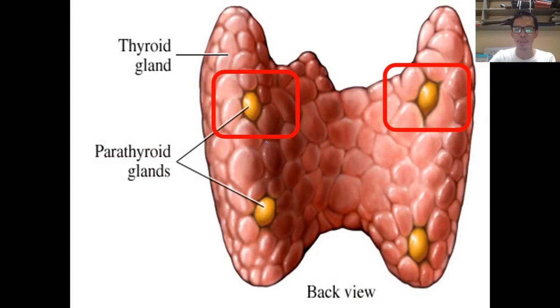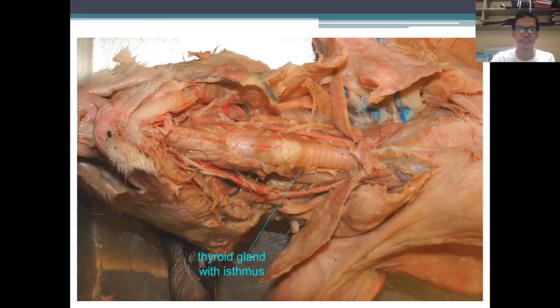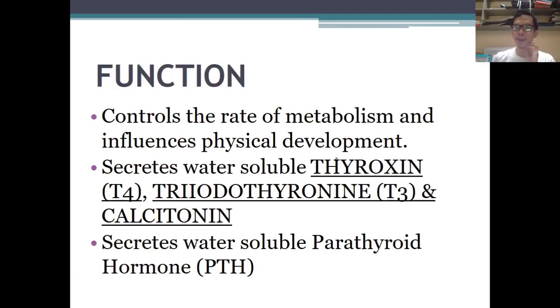In this diagram, we can see clearly that the parathyroid gland is the one embedded in the thyroid gland. So the thyroid is larger than the parathyroid glands. In this dissected cut, this is the thyroid gland, connected to the larynx, or the throat of this organism. Now, what's the function of this thyroid gland? The thyroid gland controls the rate of metabolism and influences physical development.